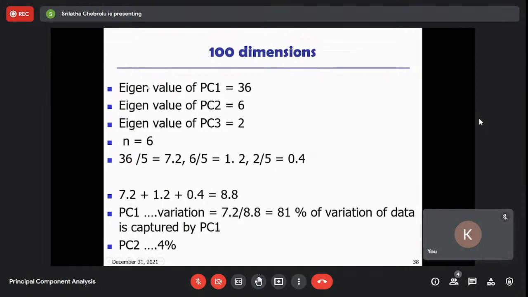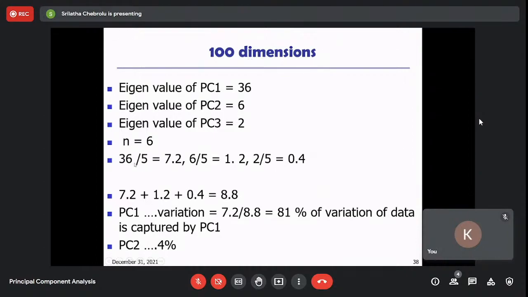For the eigenvalue of PC1, let us say we have got 36. The eigenvalue of PC2, we got 6. I will explain all the formulas, but let us see the example first. Eigenvalue of PC3 equals 2. Like that we have got. And then see here, how many dimensions are there? We have got 100 dimensions, right?